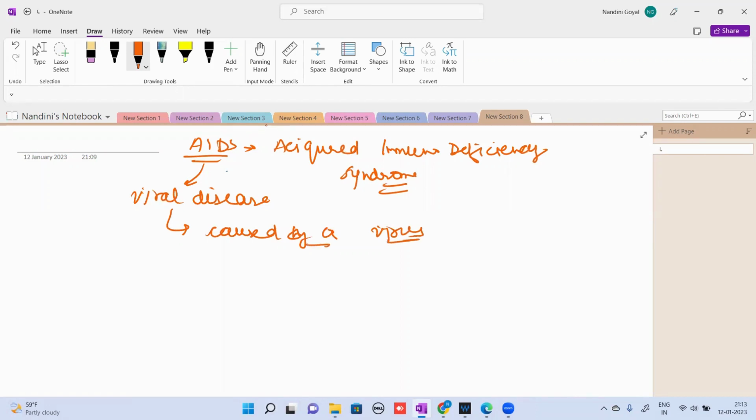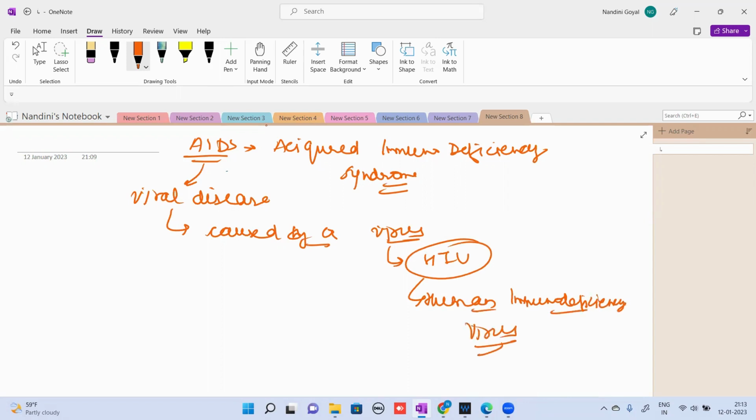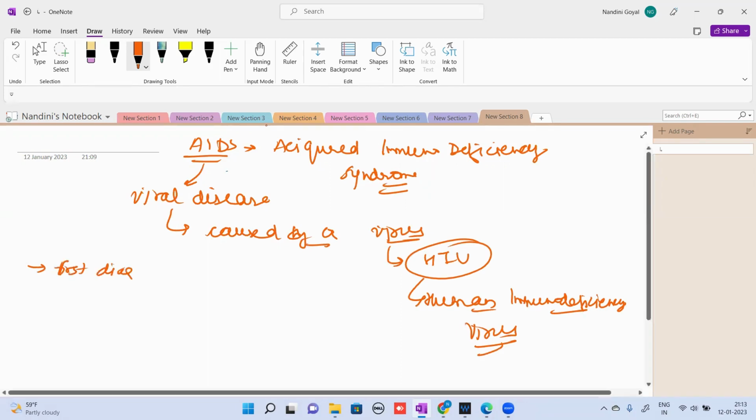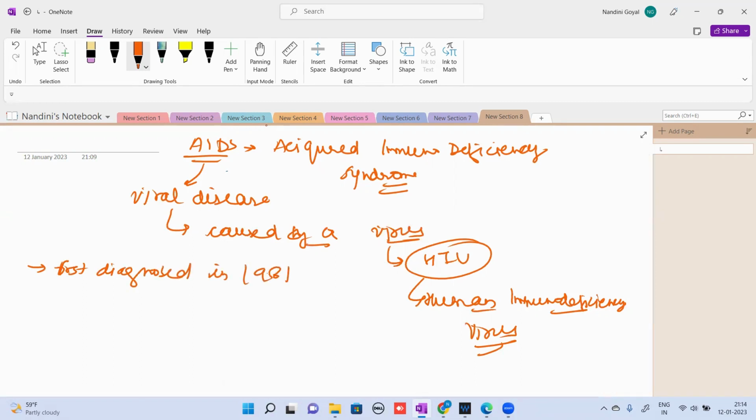Got it? The virus that causes this disease is HIV. HIV means human immunodeficiency virus. Fine. Got it? So this disease was first diagnosed or first seen in 1981.